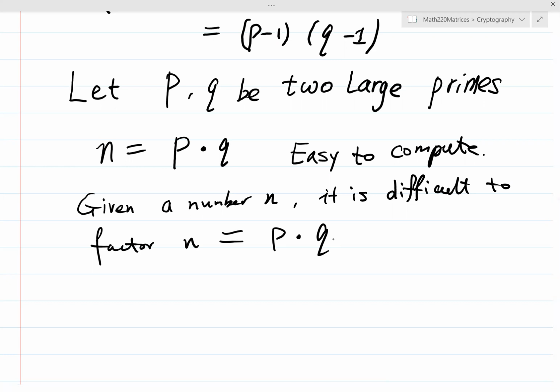Because here we need to try a lot of cases. See if n is divisible by 2, 3, 5, 7, 11, 13, all these primes, and test whether n is divisible by them. We need to try a lot of cases, so it's computationally expensive if n is large. For small n, you can use a calculator or a computer package, but for large n, this is difficult. Now one way is easy, the other way is difficult.